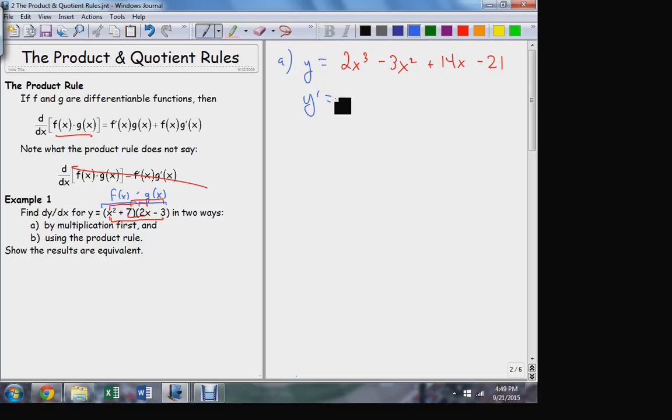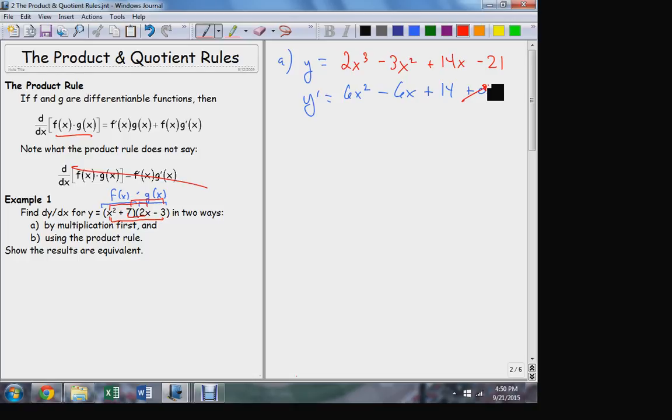So what do I get? Derivative of 2x cubed, 6x squared. What do I get here in the middle? Derivative of negative 3x squared is negative 6x, derivative of 14x is 14, and the last term gives 0. Okay, that was easy enough. It wasn't very difficult to multiply that out. And once I had the expanded form, I could use the sum rule and do it term by term, put everything back together.